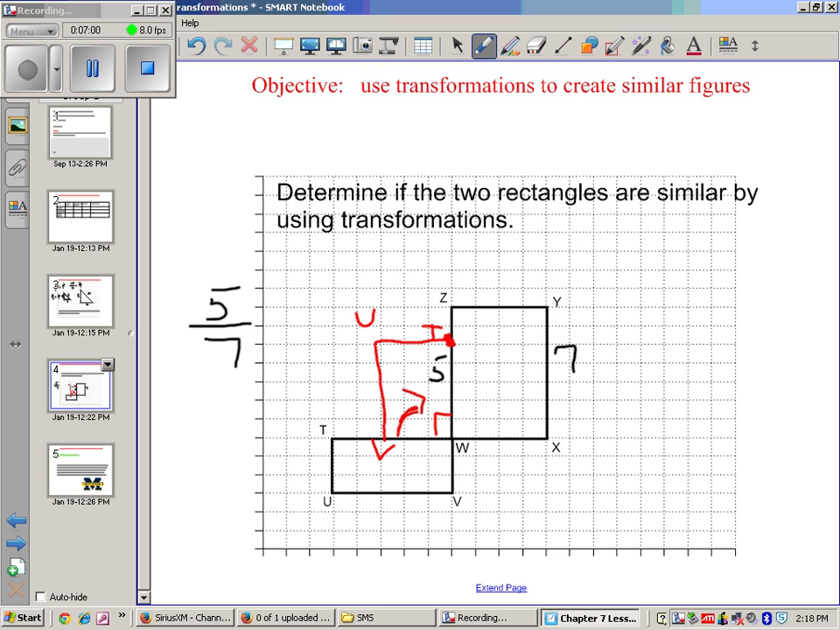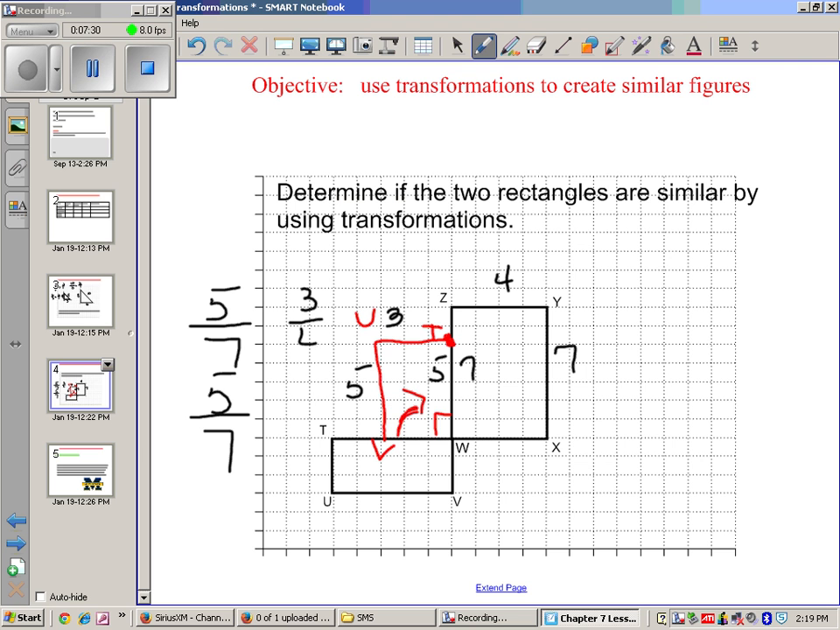So let's see if our other ratios match up as 5/7. Now let's take a look at UV. UV is going to be right there. Once again, that is 5. And that's going to match up with WZ, which will be 7. So those two ratios will be 5/7. So far, so good. Now let's take a look at TU. TU is 3. And we're going to look at YZ. YZ is 1, 2, 3, 4. 3 over 4.